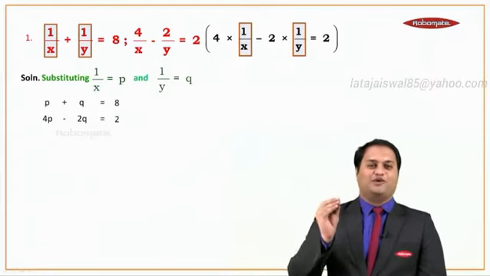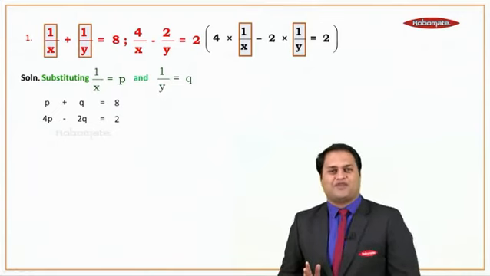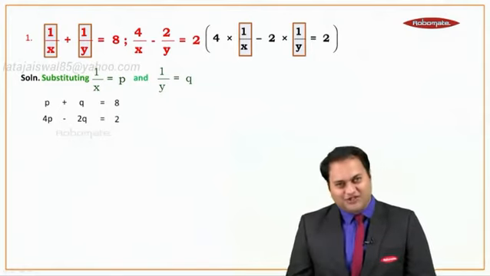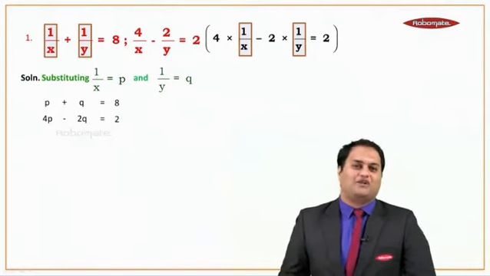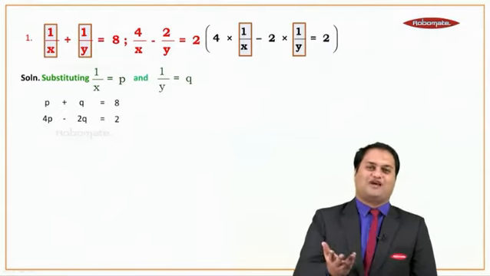Now we are getting two equations which are definitely linear equations in two variables. Now you can use any method to solve it. You can use either the substitution method, or the elimination method, or the cross multiplication method to solve it. The choice is absolutely yours.